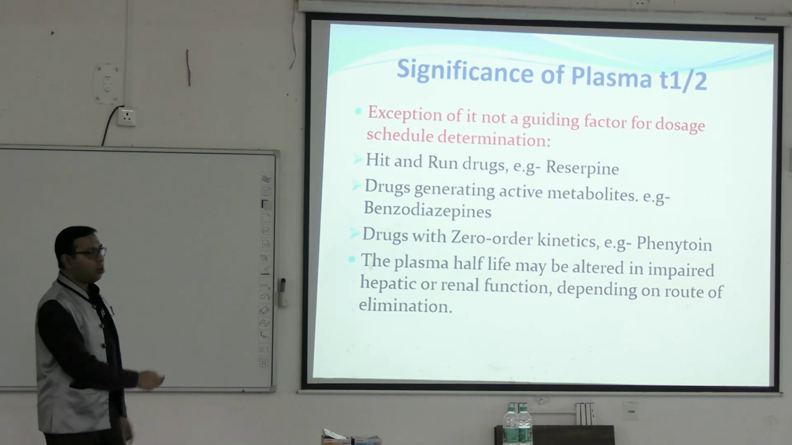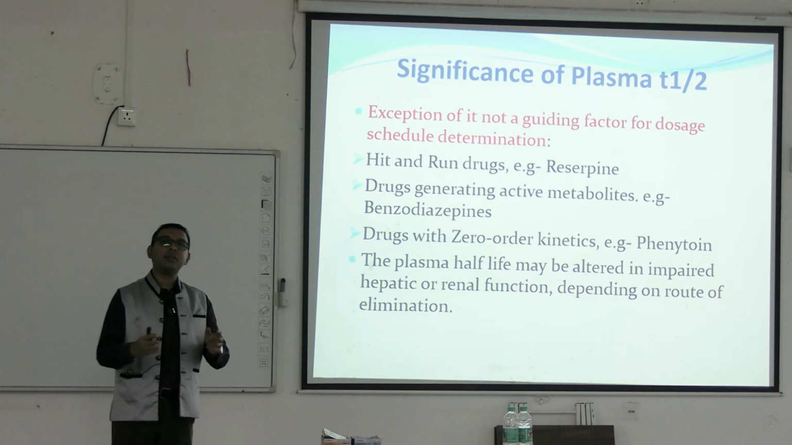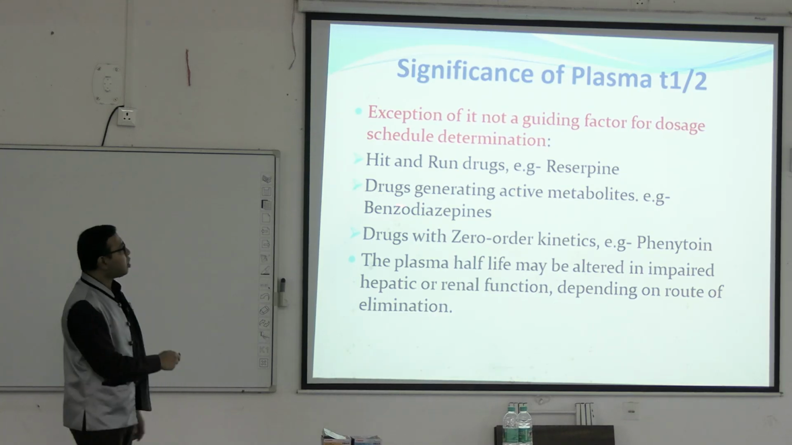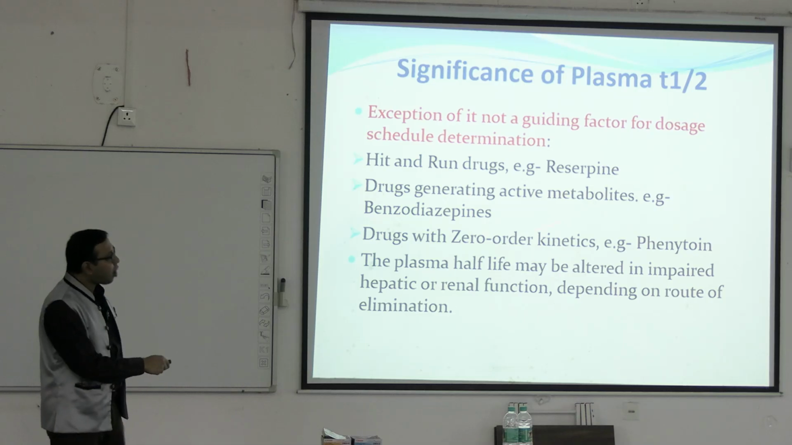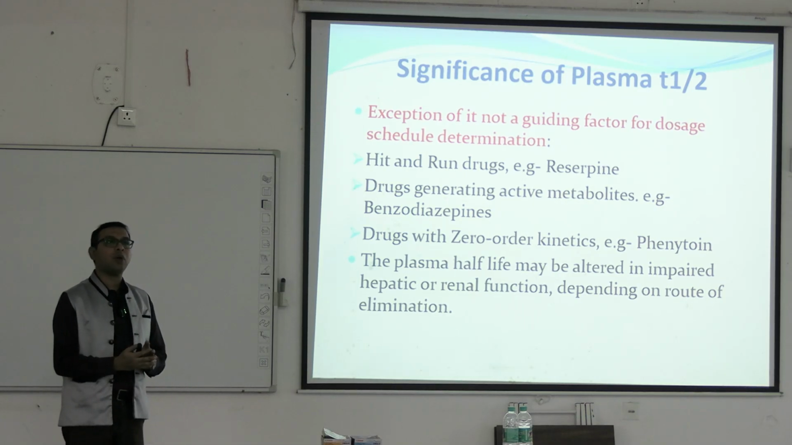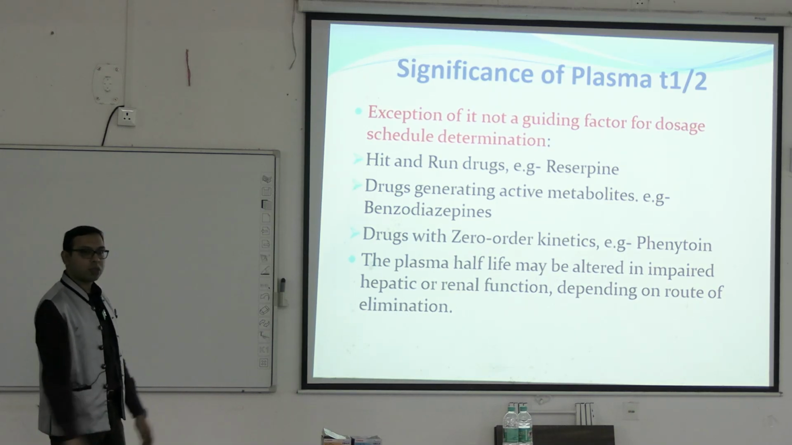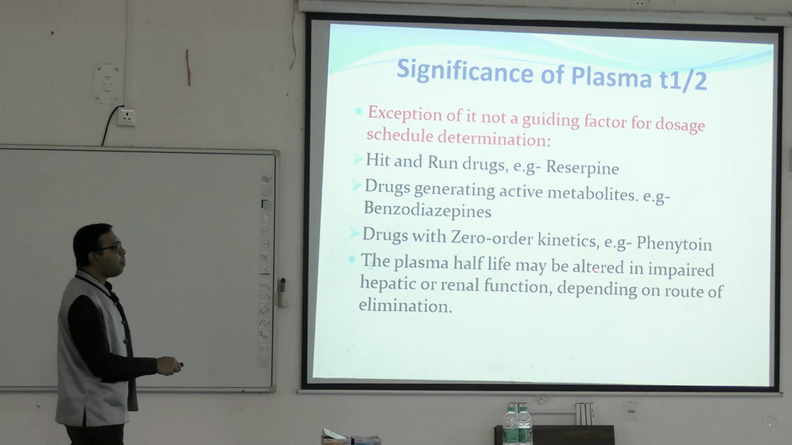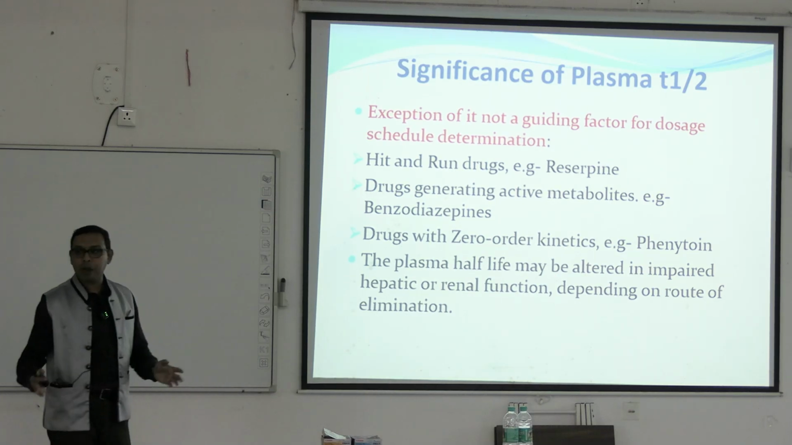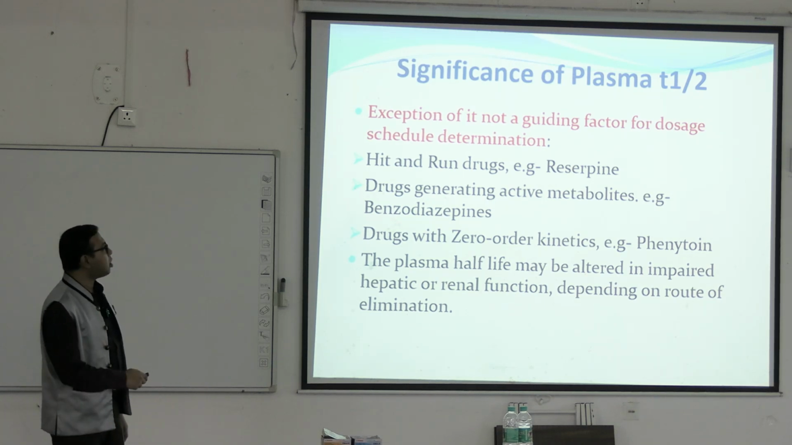Example: reserpine. Drugs generating active metabolites: here the drug is eliminated but its active metabolite is also active, so the T-half will be of no use. Example: benzodiazepines. Of course, drugs with zero order kinetics, already discussed: those that follow zero order pharmacokinetics we cannot predict from their T-half. Example: phenytoin, which changes from first order to zero order. The plasma half-life may also be altered in impaired hepatic or renal function. When there is hepatic failure or renal failure, there may be problems depending on the route of elimination.